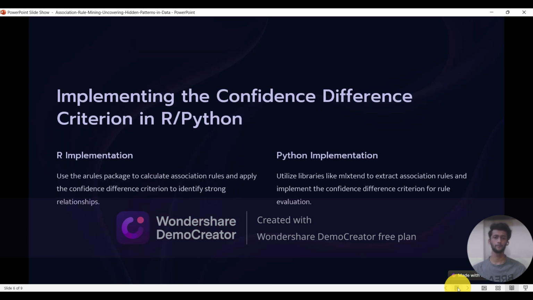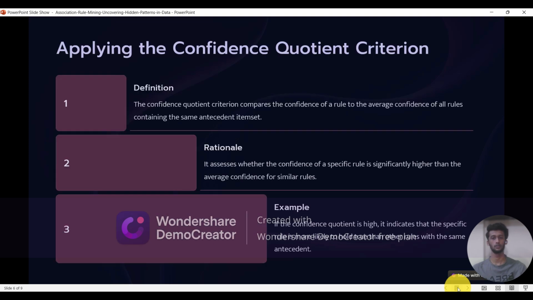Next is implementing the confidence difference criterion in R and Python. First is R implementation. Use the arules package to calculate the association rules and apply the confidence difference criterion to identify strong relationships. Second, we'll discuss the Python implementation. Utilize libraries like MLxtend to extract association rules and implement the confidence difference criterion for rule evaluation. Now we'll discuss applying the confidence quotient criterion.